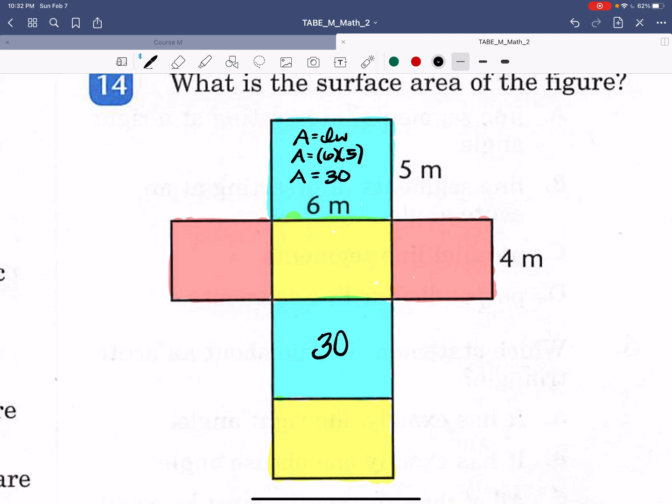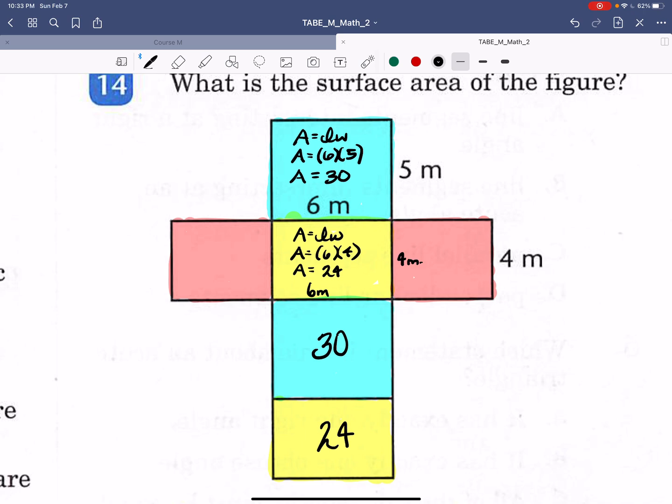And so is this one. Okay, the yellow, this is 6 meters, and this is 4 meters. So the area would be length times width. That would be 6 times 4, which is 24 square meters. That makes sense that 24 is a little smaller than 30 because that yellow is a little smaller than the blue.